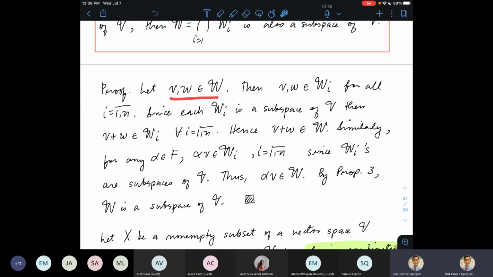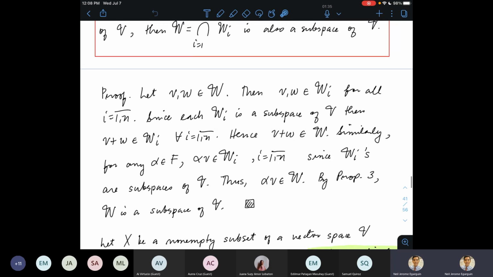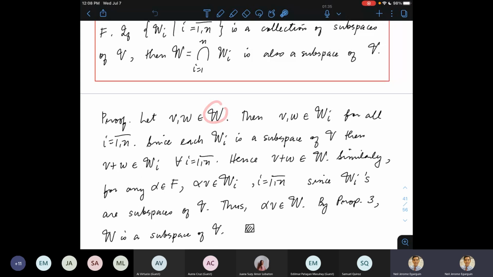So that's why here I took two arbitrary elements, v and w, with no restrictions on them. So these are generic elements of curly W. And what is curly W again? Curly W is the intersection of the collection of subspaces. So ano yung consequence pag sinabi ko na si v and w ay elements ng intersection, curly W? What is its direct consequence?